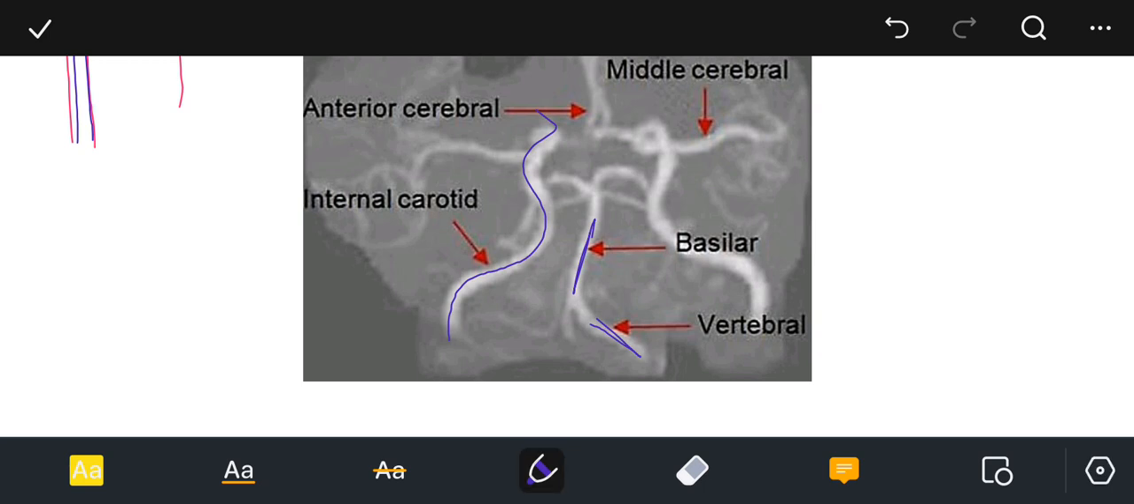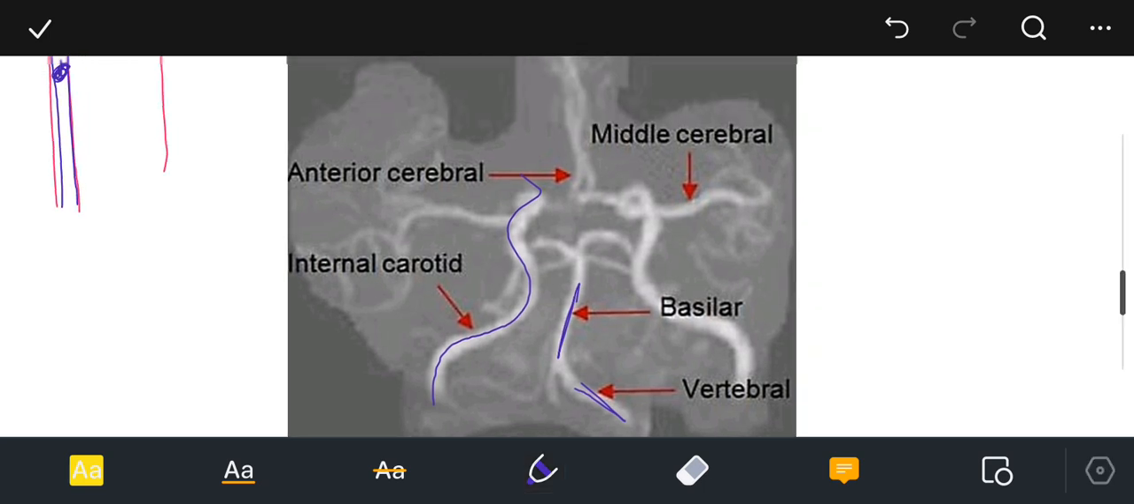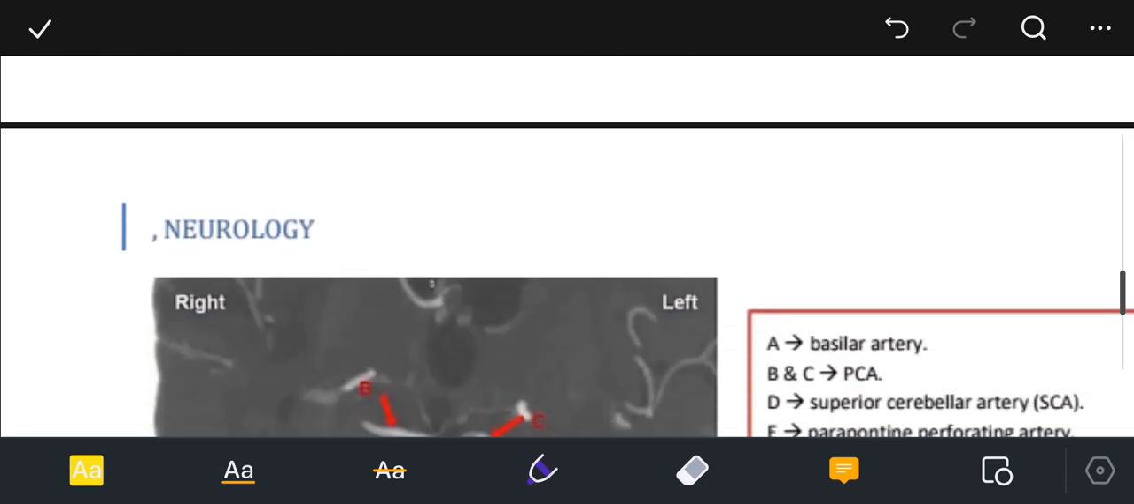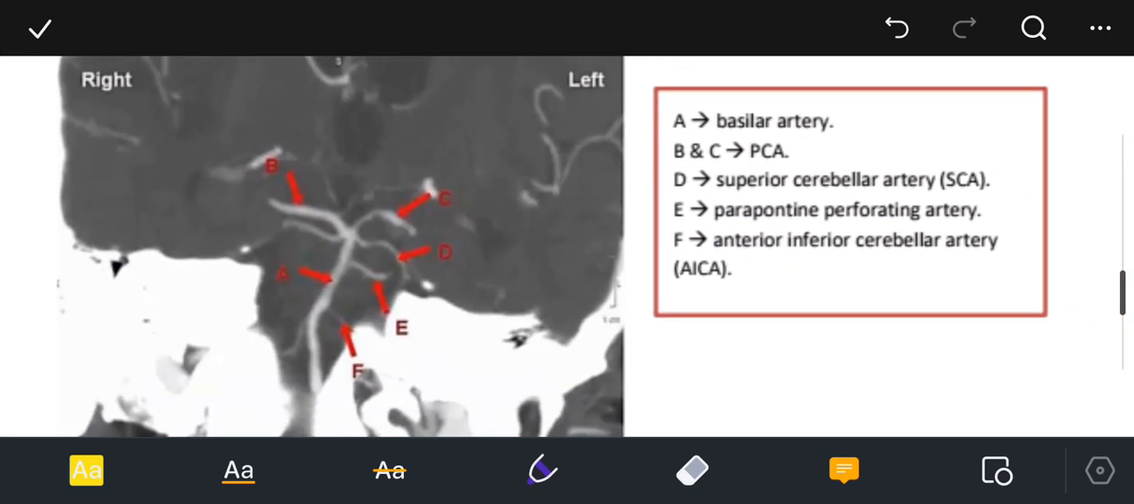This internal carotid artery is giving rise to the anterior cerebral artery which is moving anteriorly, and the middle cerebral artery which is moving laterally. Then we have the next thing. It is also a picture. Now you have to identify.